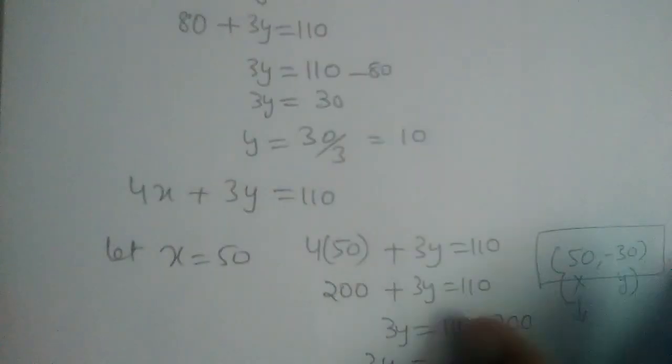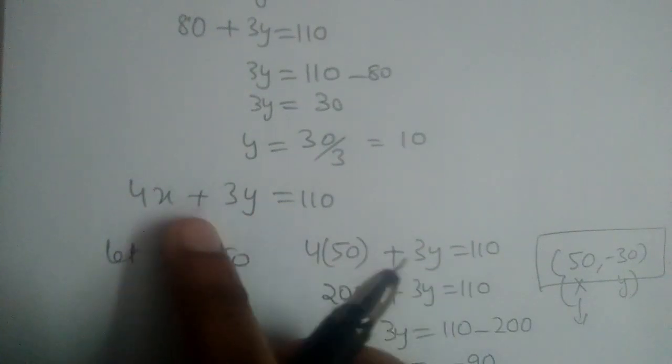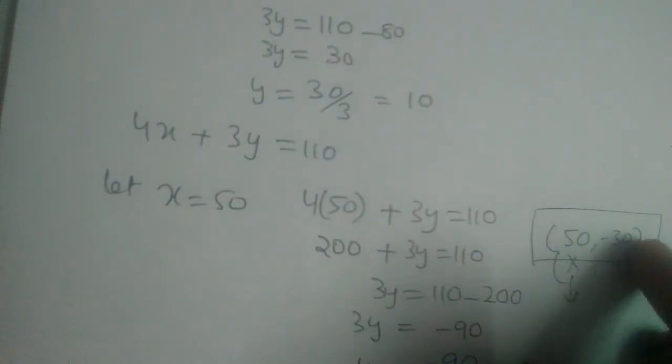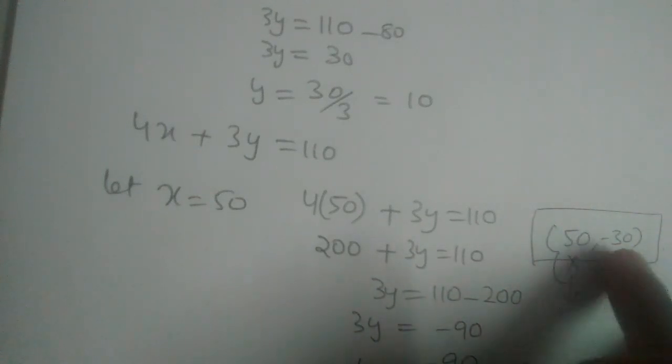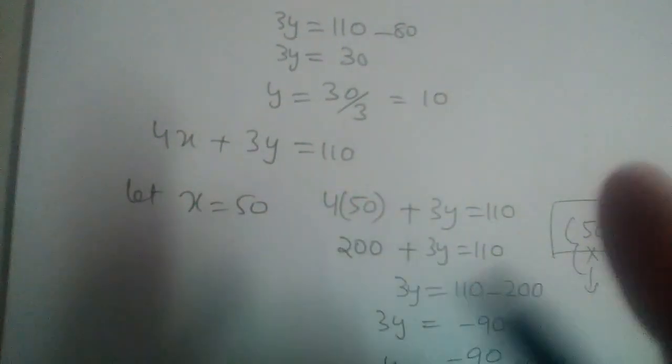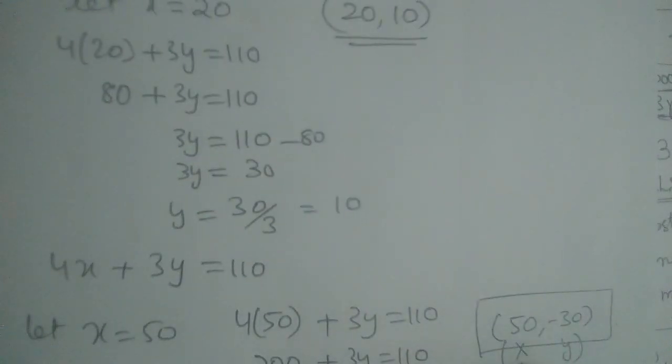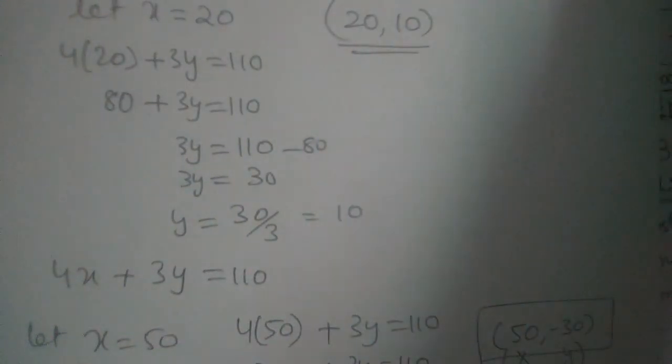50 comma minus 30 is one of the solutions of this equation. Okay, logically this might sound absurd. Logically this is completely wrong, right? No pen will cost minus 30 rupees, but mathematically it is correct. Okay, so we have 2 points now, 20 comma 10 and 50 comma minus 30. These 2 points are enough to draw a straight line, isn't it?